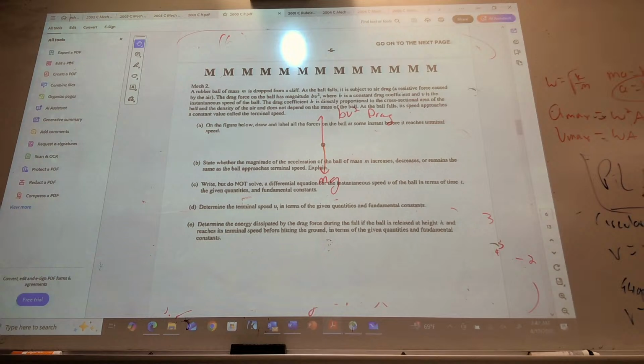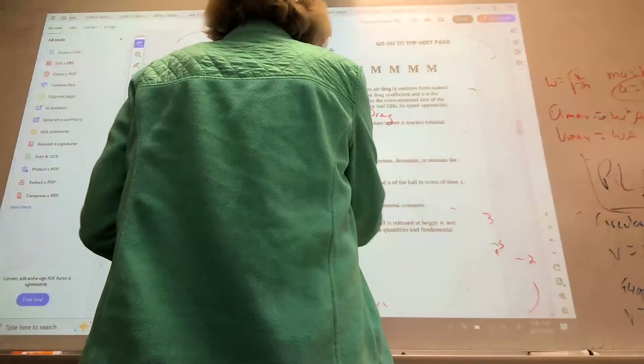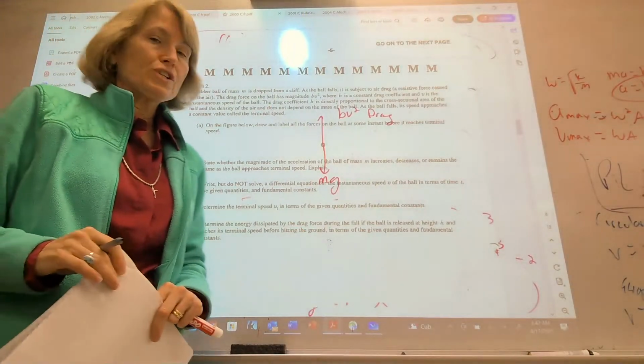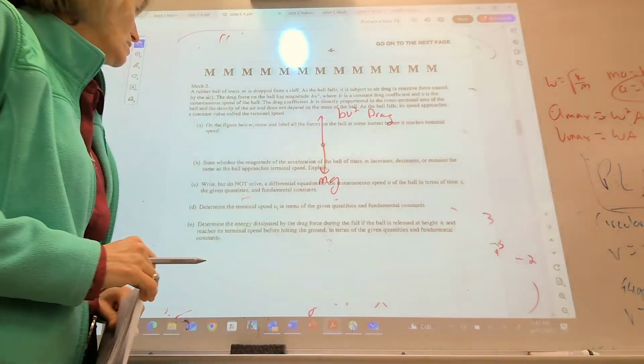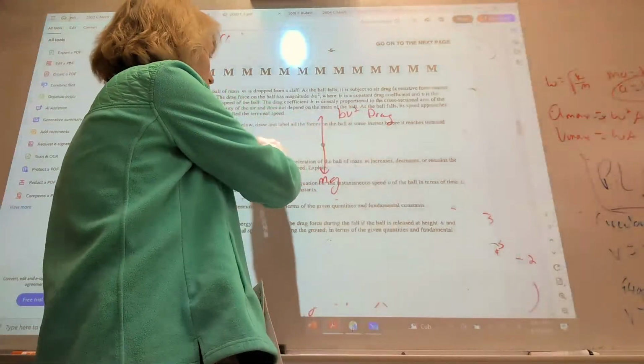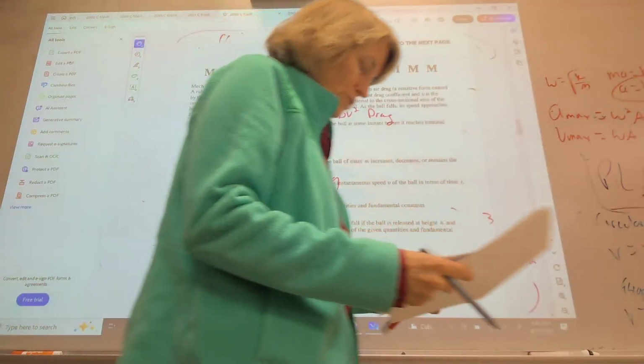Okay, so when they say you have to talk about the forces acting in your justification, you just know you're going to be talking about forces. They've just given you this force, bv squared. State whether the magnitude of the acceleration increases, decreases, or remains the same, and explain. So you have to talk about the forces acting, because that's what changes acceleration. They're talking about before it reaches terminal speed here, but in order to do the physics, you're going to have to speak of the forces.